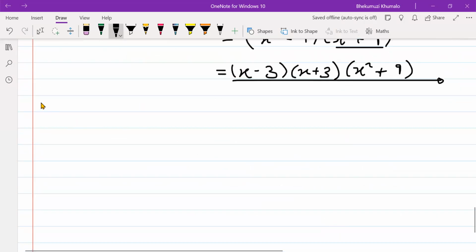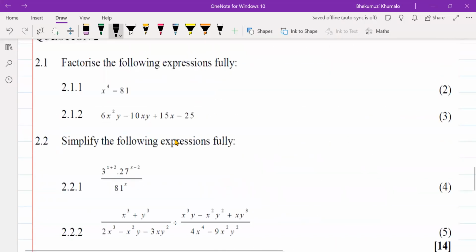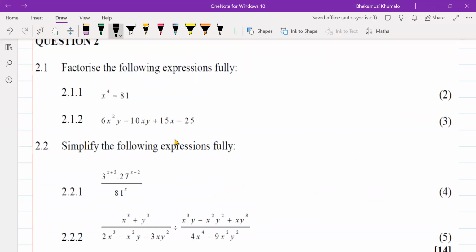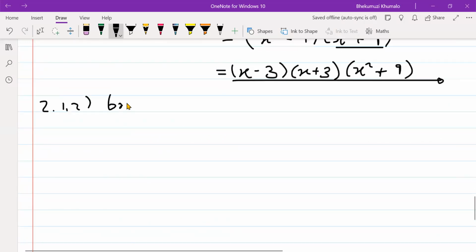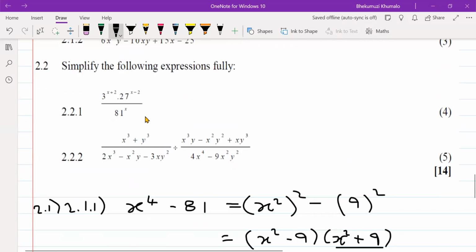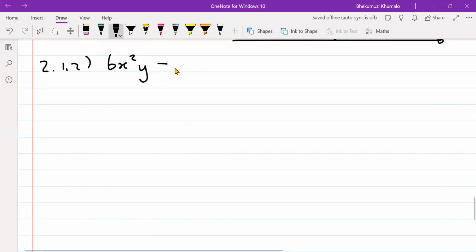So now we go to 2.1.2. Now the rule of thumb with 2.1.2, especially in cases where you're factorizing, is that there are always ways to identify which factorization you should use immediately. In this case, because there are 4 terms, the first thing you should be thinking about is factorization by grouping. So it's 6x squared y, right? And that's minus 10xy.